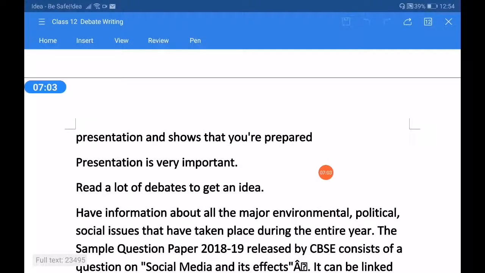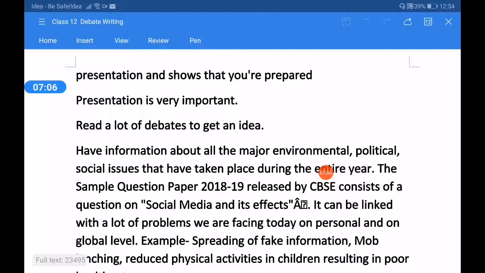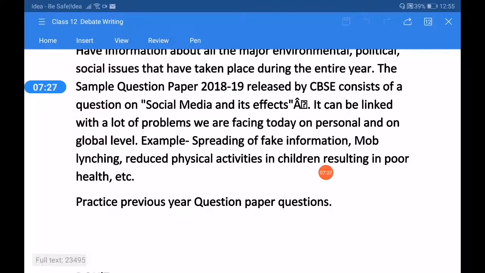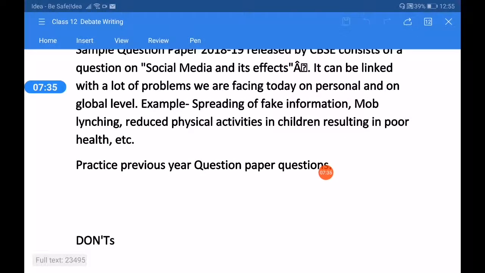Presentation is very important. Read a lot of debates to get an idea. Have information about all the major environmental, political, and social issues that have taken place during the entire year. Even the sample question paper 2018-19 released by CBSE consists of a question on social media and its effect. It can be linked with a lot of problems we are facing today on a personal and on a global level. For example, spreading of fake information, mob lynching, reduced physical activities in children resulting in poor health, etc. Practice previous year question papers.